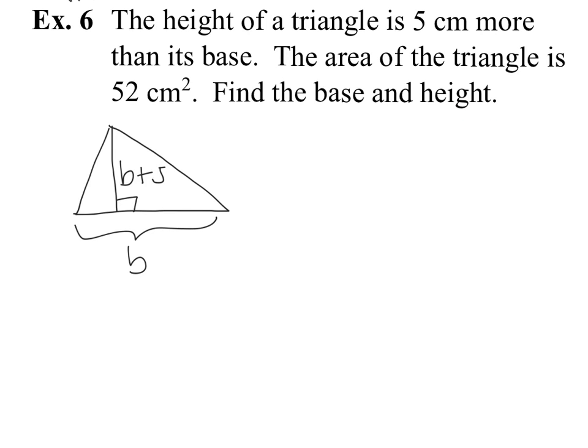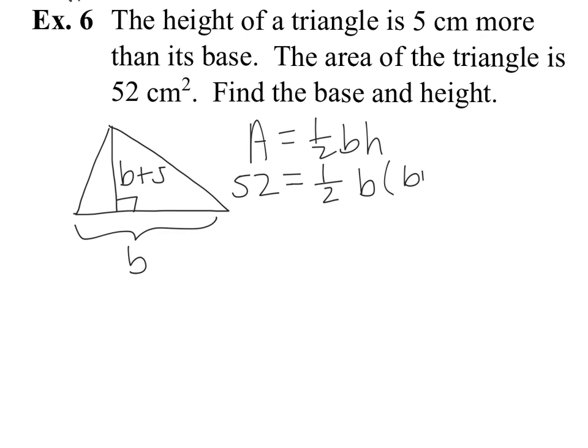So let's start with the formula for the area of a triangle. Area equals 1/2 its base times its height. Or in this case, the area is 52, so we can put a 52 in for capital A, and that is equal to 1/2 the base of B times the height of B plus 5.